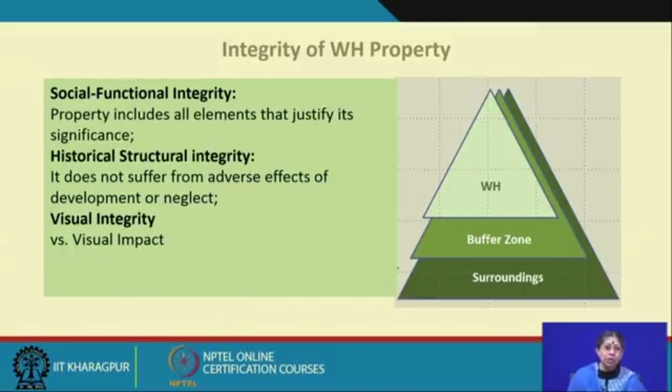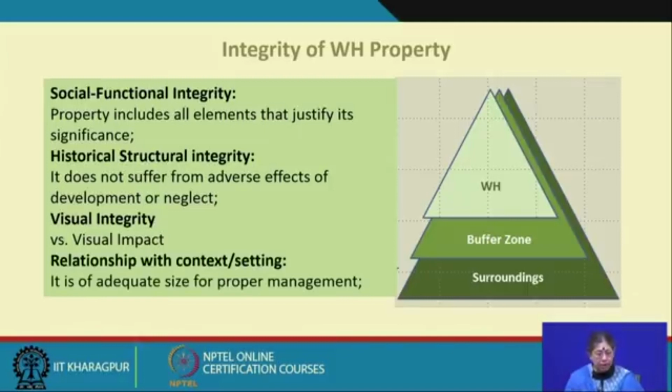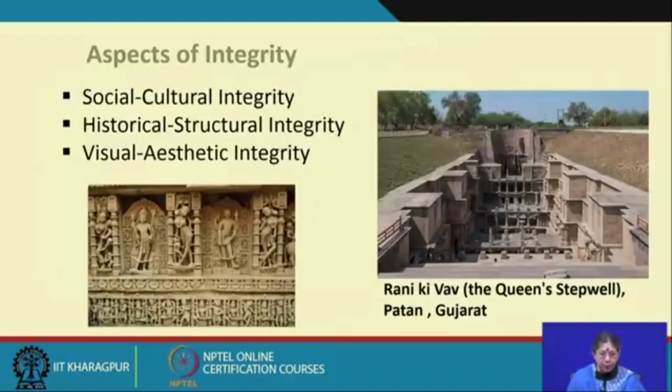So, when we talk about integrity, we are talking about the context, and this context is not only the physical context, it is also the social functional context, the historical structural integrity and the visual integrity. These three are the major important aspects when we talk about the integrity of a World Heritage property or any other property. And the relationship with the context and the setting is very important, and it has to be managed properly.